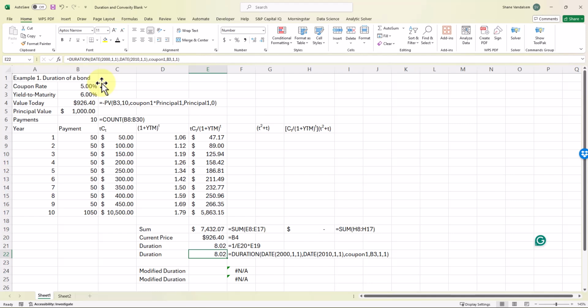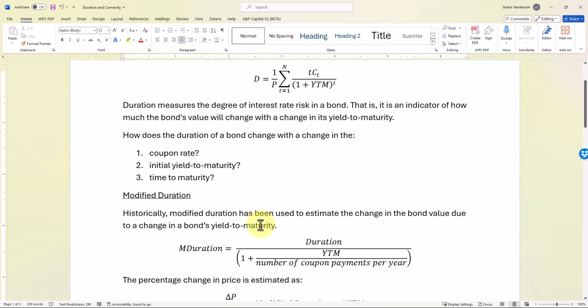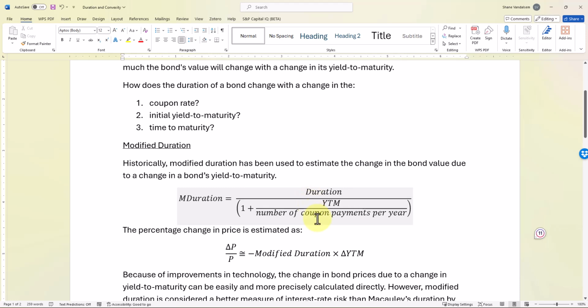And it gives us the same answer. So we're just checking that answer there. So the modified duration, let's go out to that. Modified duration looks like this. We're going to take the duration that we just calculated up here, divided by 1 plus the yield to maturity, and that yield to maturity divided by the number of coupon payments per year. In this example, there's only one coupon payment per year, so we're just going to take 1 plus the yield to maturity to calculate that modified duration.